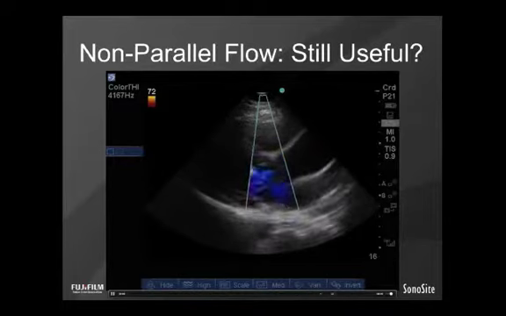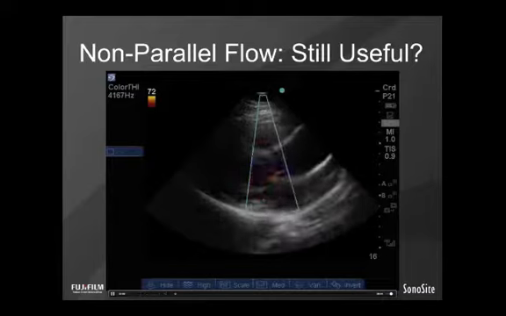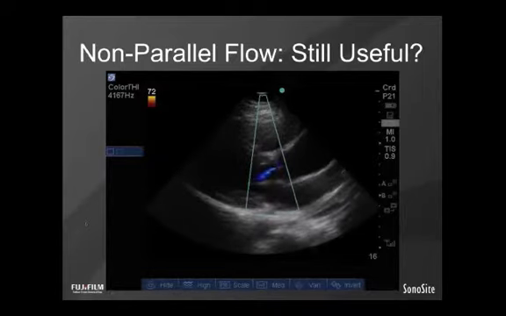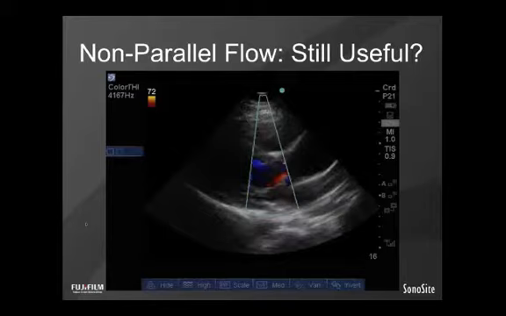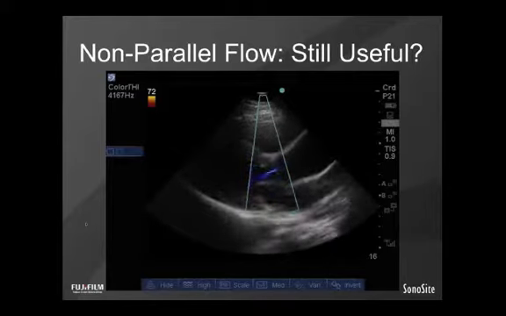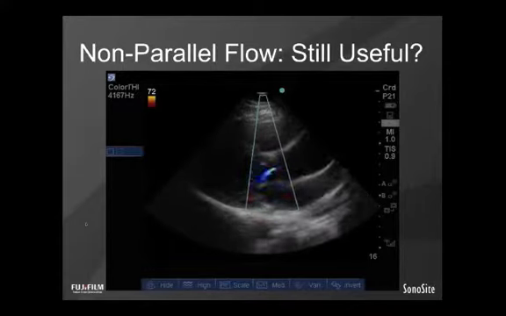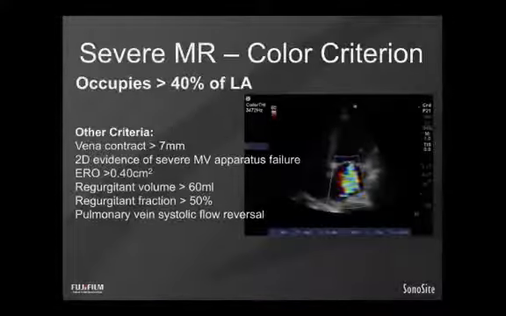Similarly, I feel confident that the mitral valve here, though it may occasionally show a trace amount of regurgitation, really is not showing any meaningful regurgitation that would be of concern. So the bottom line is non-parallel assessment of flow is useful still and can be used to largely exclude devastating lesions by color criteria, even though you aren't parallel.